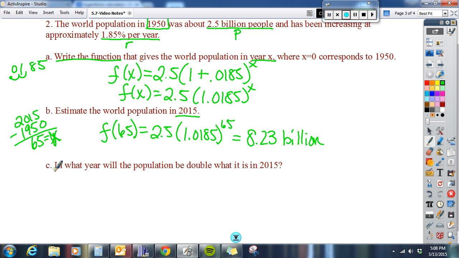Okay, so this says in what year? Year is x values, right? So we're solving for x here, which is different. In these problems, we were plugging in an x, okay? So in what year will the population be double what it is in 2015? So we need to figure out what that population is, and that's going to be our f of x value, okay? And we're going to plug that in for f of x because that's our final population, and then we're solving for the year when that happens, okay?